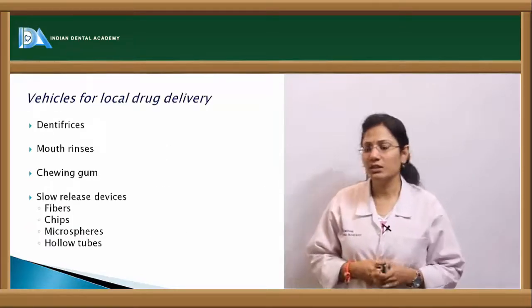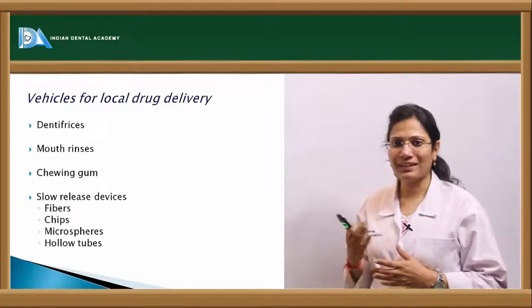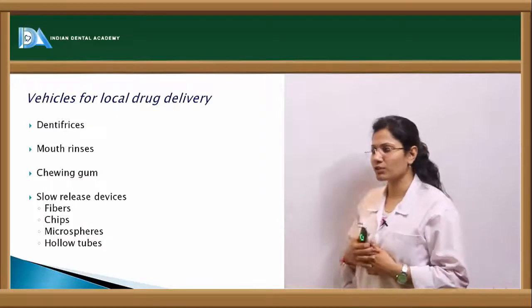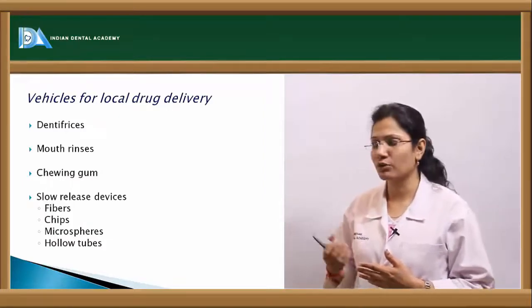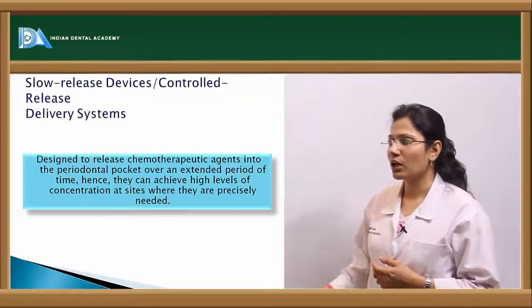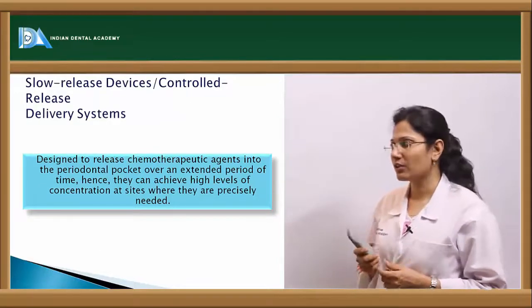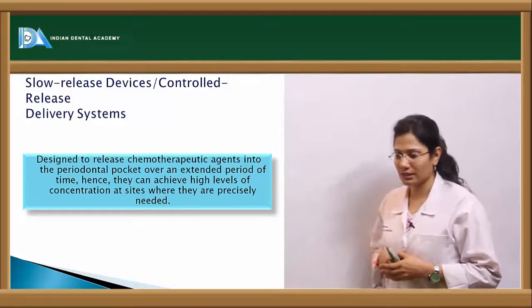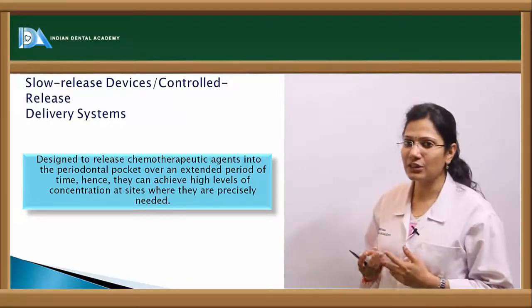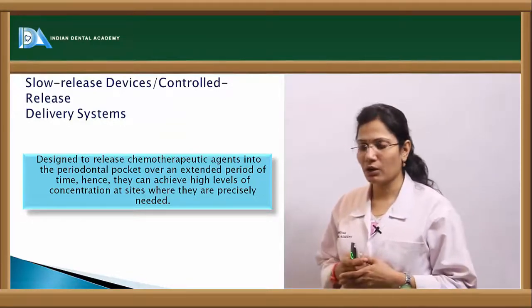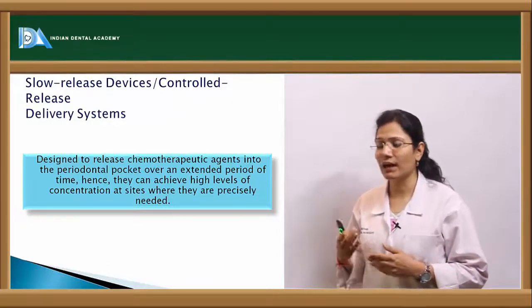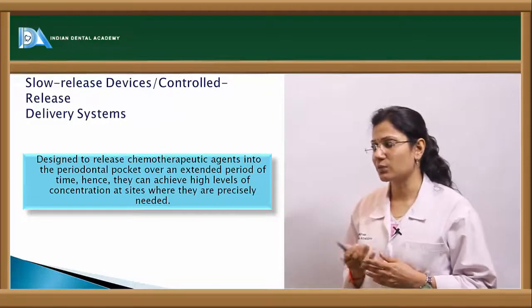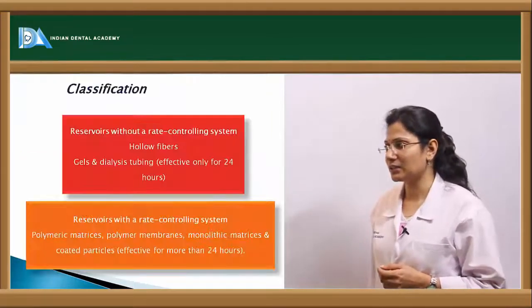So let's see the vehicles for this local drug delivery. The vehicles can be dentifrices, mouth rinses, chewing gums, and slow release devices in the form of fibers, chips, microspheres and hollow tubes. Now what are these slow release drug devices or controlled release delivery systems? They are designed to release chemotherapeutic agents into the periodontal pocket over an extended period of time, and hence they can achieve high concentrations at the sites where they are precisely needed.